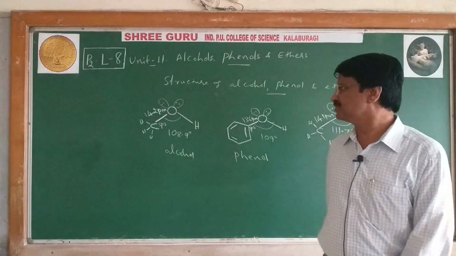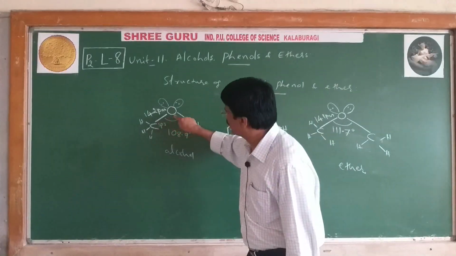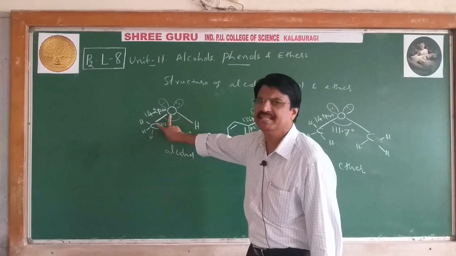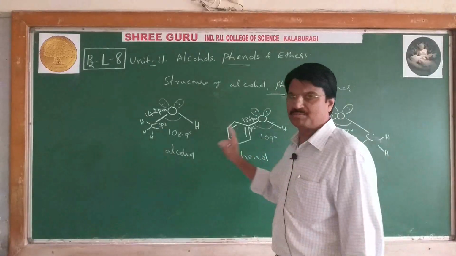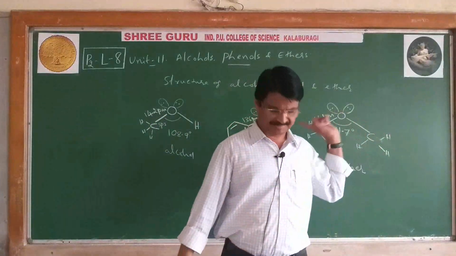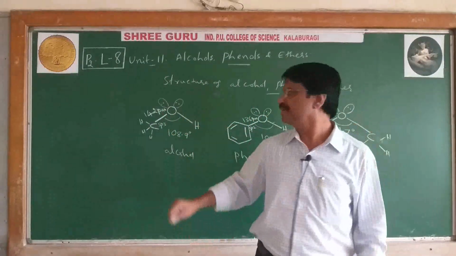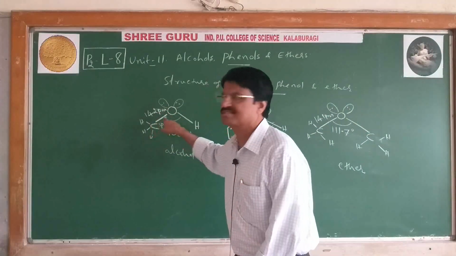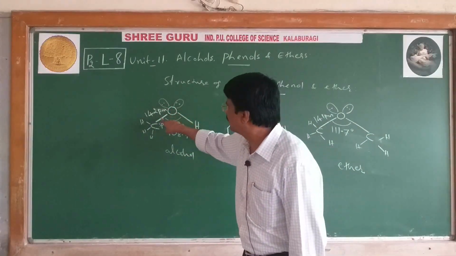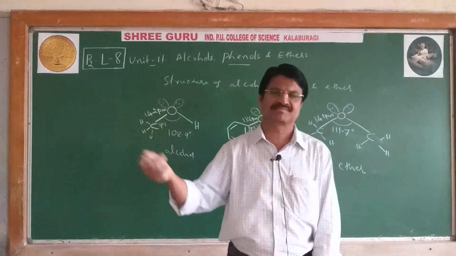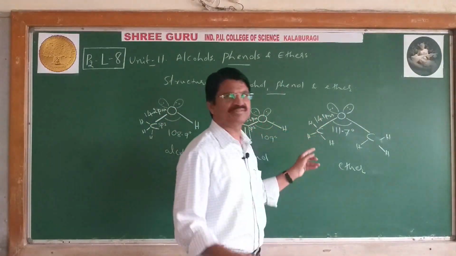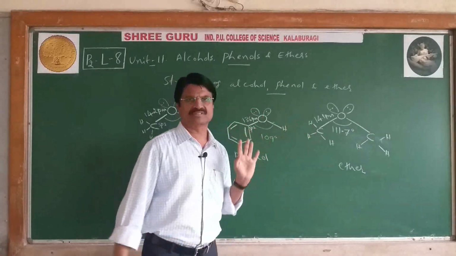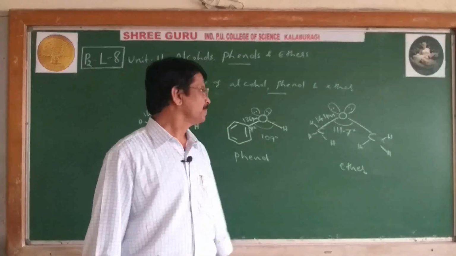Just to compare the values, the C-O bond length in alcohol and the C-O bond length in ether are almost the same. See here 140 to 141. That's a concept you have to say same. Here no resonance. Electron pair, bond pair, they are not resonance stabilized. There is no delocalization of electron pair and bonds. There is only sigma bond.